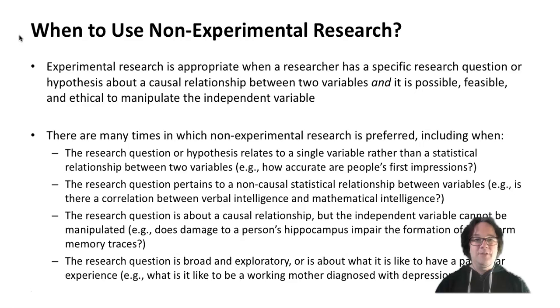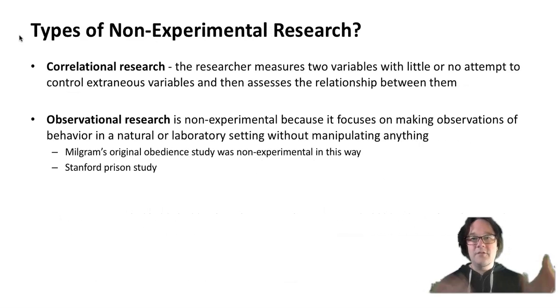We're not going to be able to cause one group of working mothers to be depressed and the other group to not be depressed. So this is not something that we as researchers can manipulate. Still a very important research question, right? Even though it wouldn't necessarily be a quote-unquote experimental question, we can still explore it using various types of methods.